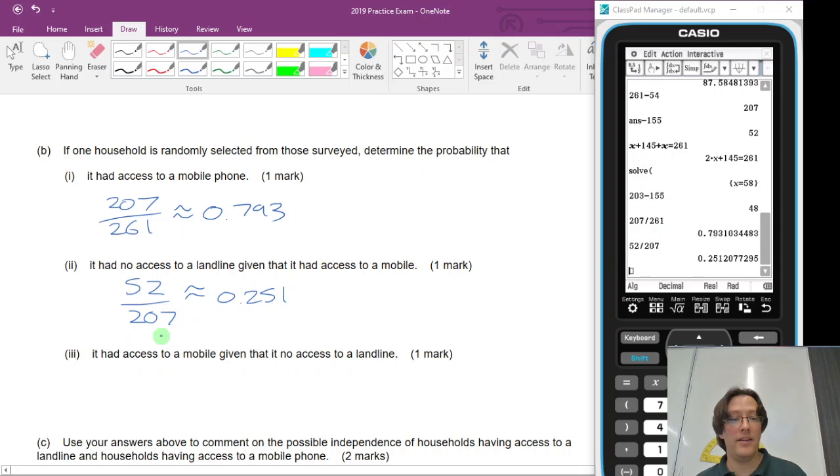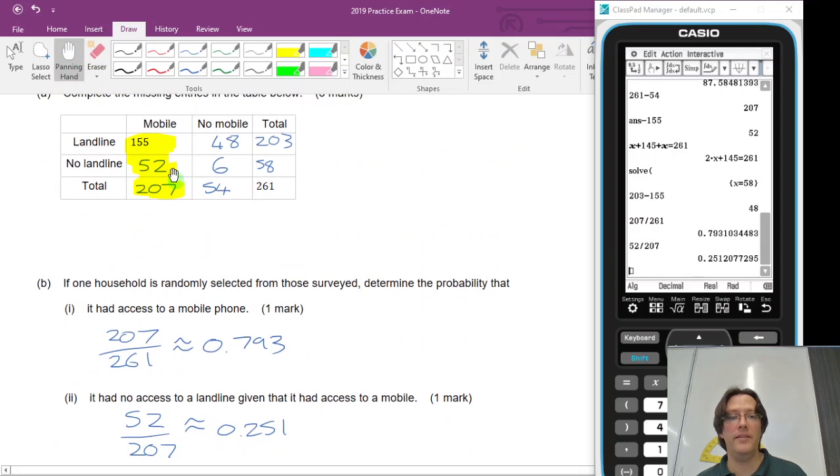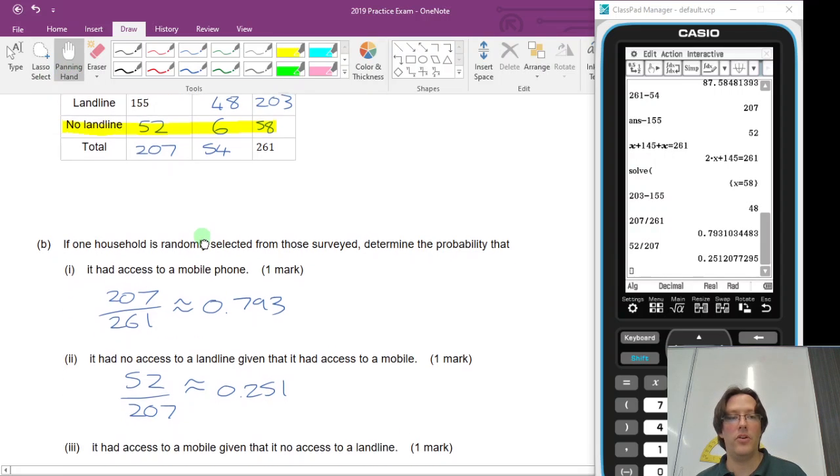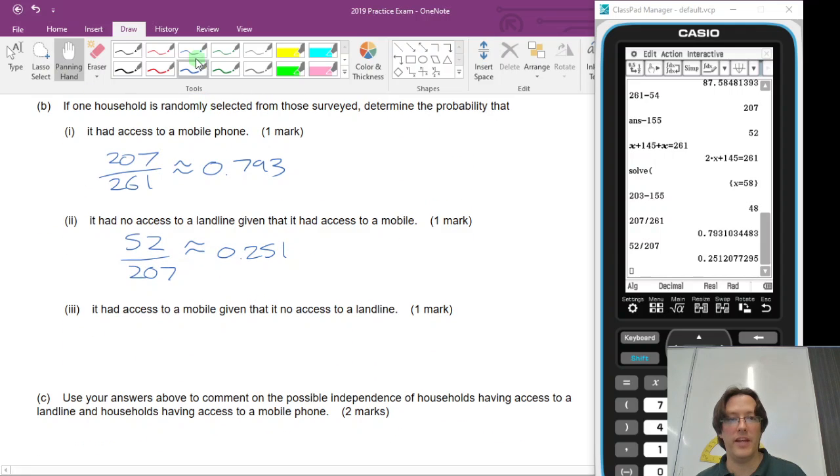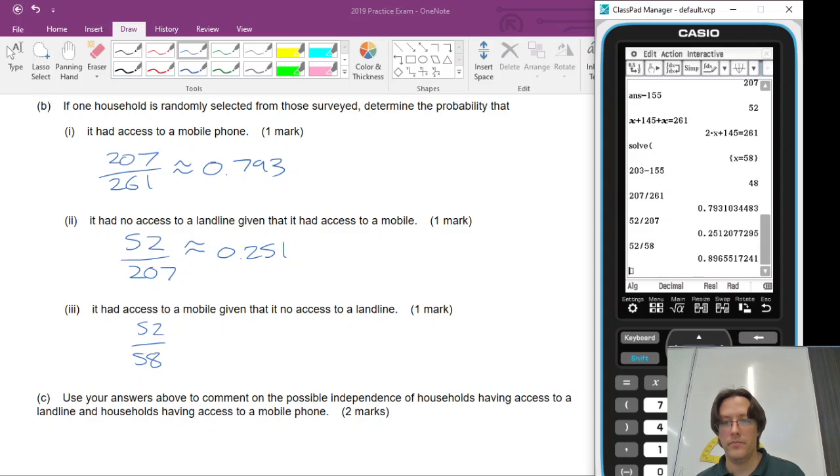It had access to a mobile, given it had no access to a landline. So that's 52. So given it had no access to a landline, that's this one. So the given thing, that's what we're looking for. It had access to a mobile, that's 52 out of 58. That's going to be 0.897.